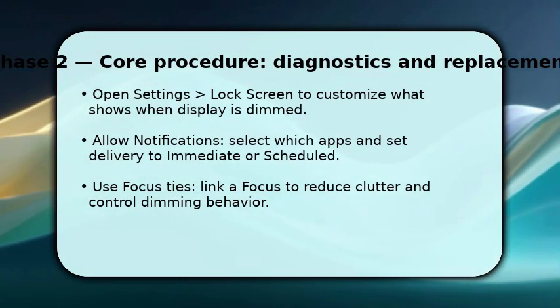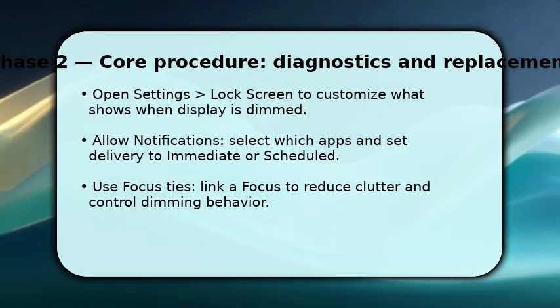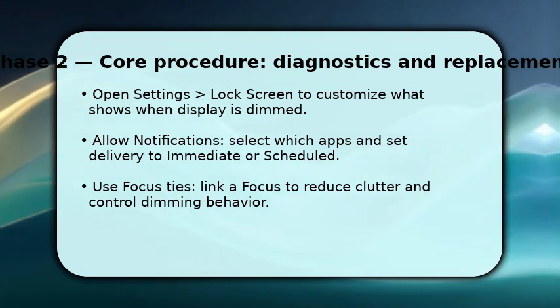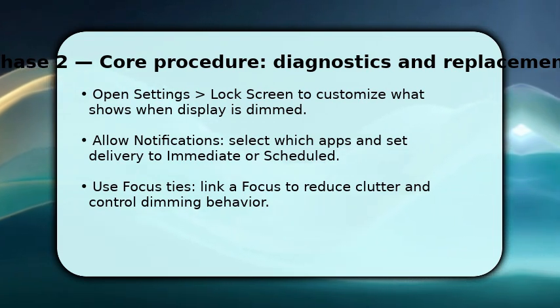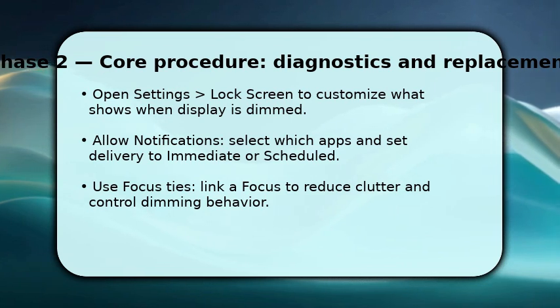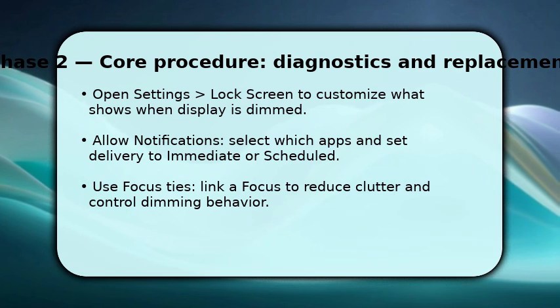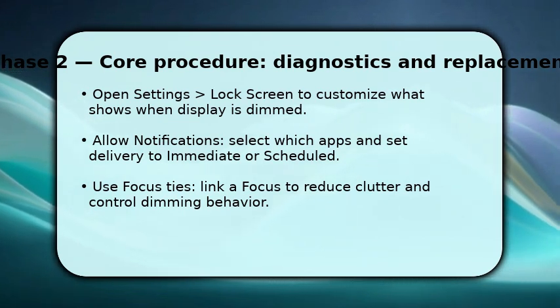Now, focus on the lock screen details so the always-on display shows useful info without wasting power. From lock screen settings, pick widgets and glanceable info. Choose minimal widgets to limit updates. Next, control notifications. Permit only essential apps to show on the dimmed screen because frequent notifications wake the full display.